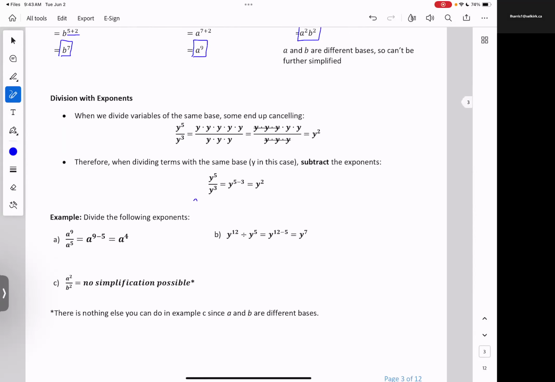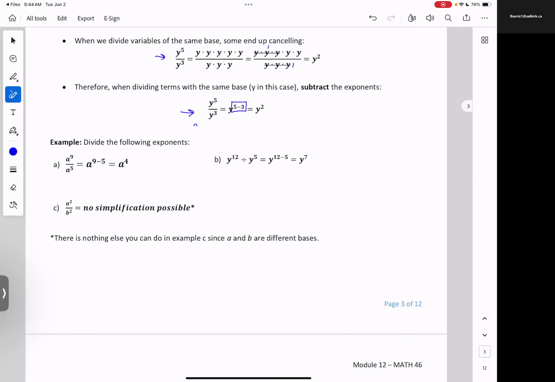Division is kind of the opposite. So let's think about division. Here we have y to the 5 divided by y to the power of 3. So y to the 5 means y multiplied by itself 5 times. y to the 3 is y multiplied by itself 3 times. And you can see we can cancel out 3 of those y's. Remember, we would just replace them with ones, and so then we would get y times y, which is y squared. Well, take a look at what we actually did there. And what you'll see is we end up subtracting our exponents. So if you have y to the 5 over y to the 3, you can think of it as y to the 5 minus 3, and you get y squared.